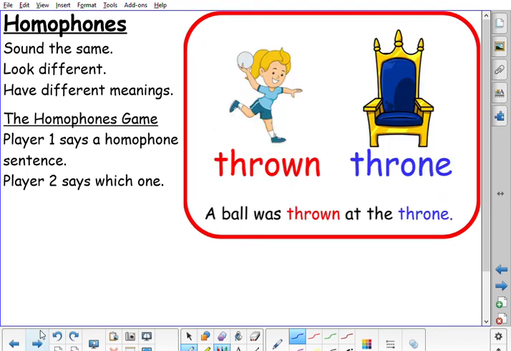What else have we got? Thrown. 2 types of thrown. Thrown with an OW and thrown with a magic split digraph E. A ball was thrown at the throne. Oh dear, Jemima, I think you might get in trouble for doing that.